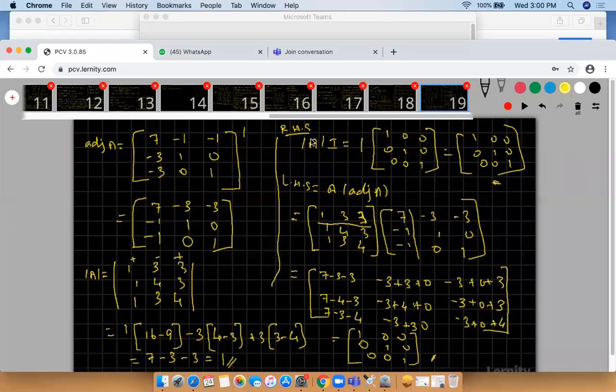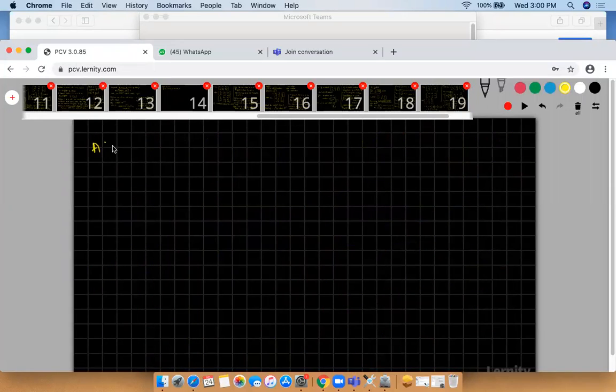Okay, so therefore what is the conclusion? My conclusion is A into adjoint of A equal to determinant of A into identity. Okay, right. Now come to that inverse. How to find out the inverse? What is the formula for inverse? 1 by determinant of A into adjoint of A. What is the determinant? 1 by 1.